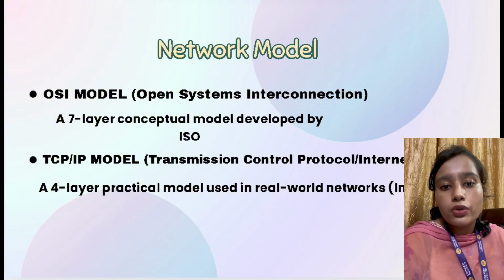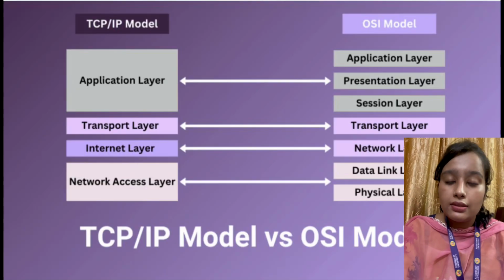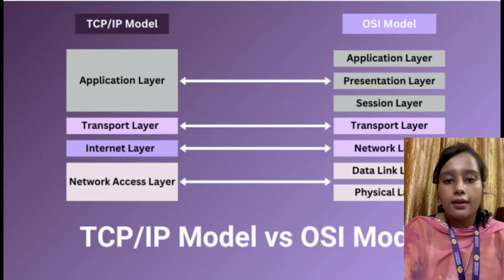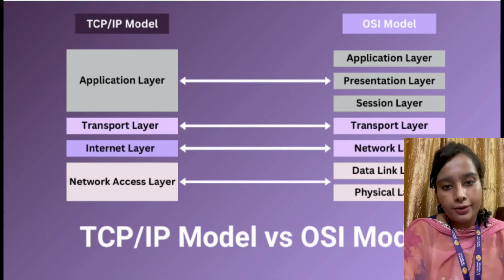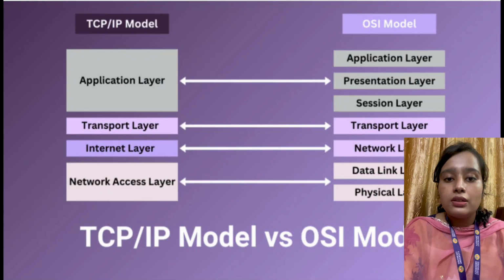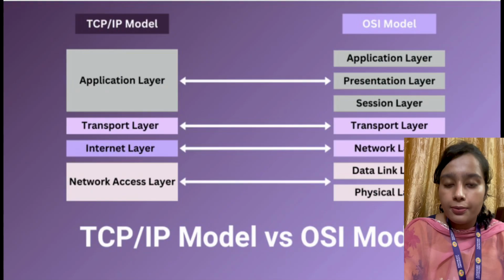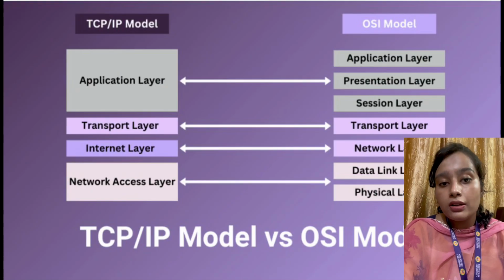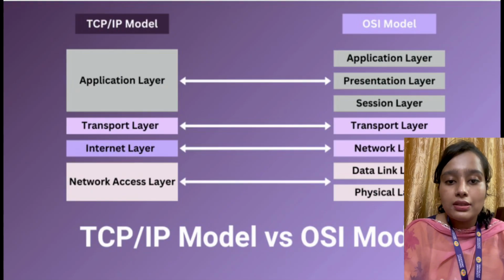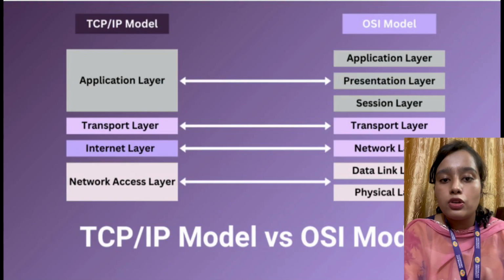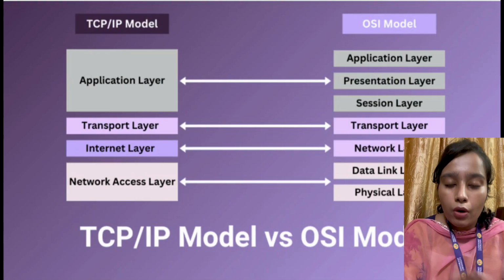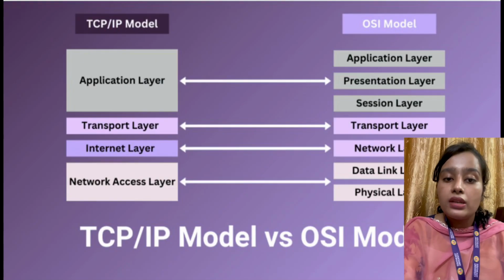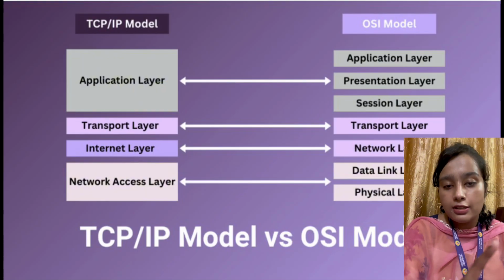Now I am going to our next slide. In this slide I am going to show you a diagram about the OSI model versus the TCP/IP model. As we know, the OSI model has 7 layers and the TCP/IP model has 4 layers. In this slide I have shown the difference between these models.